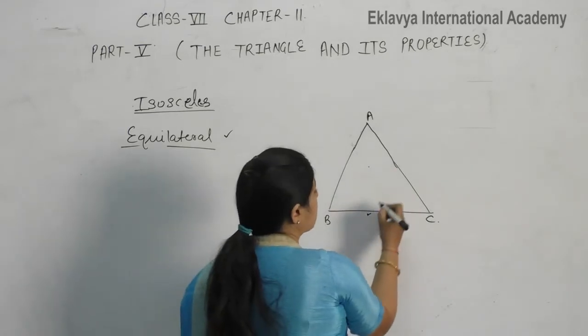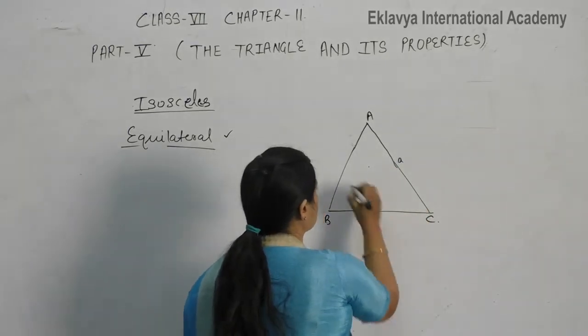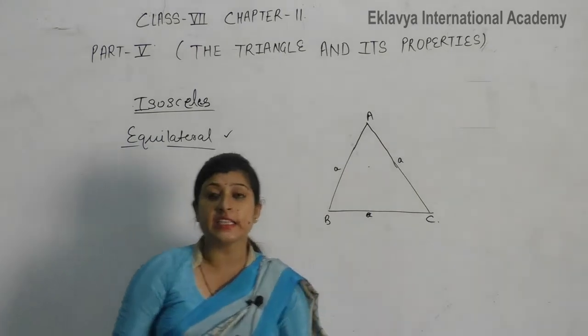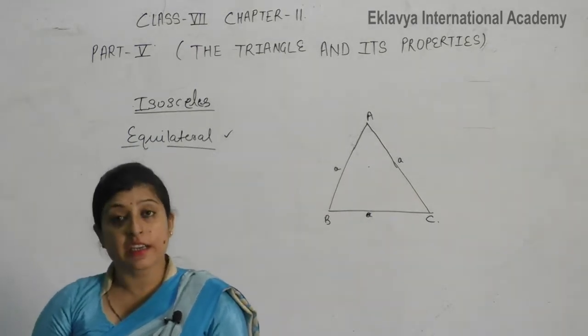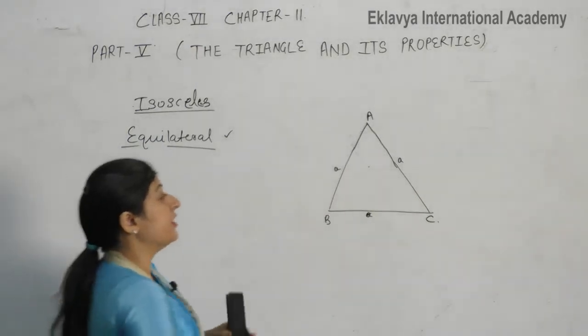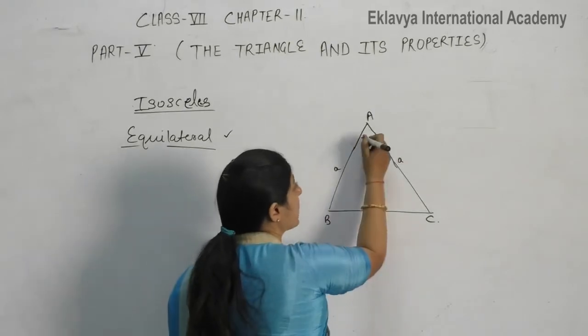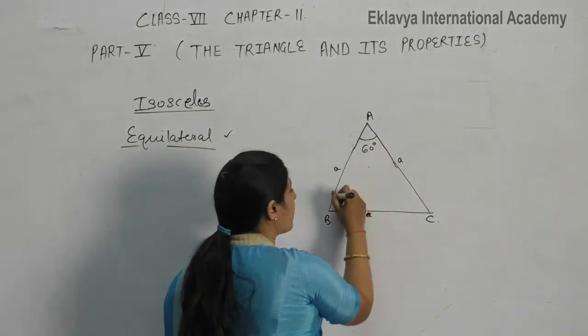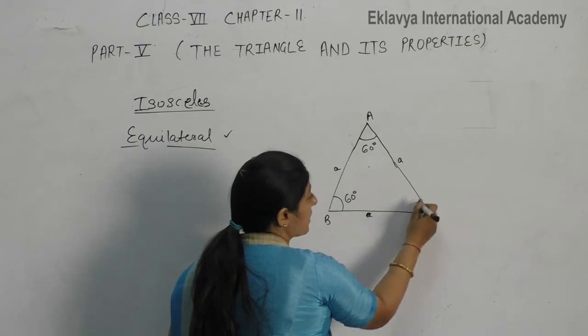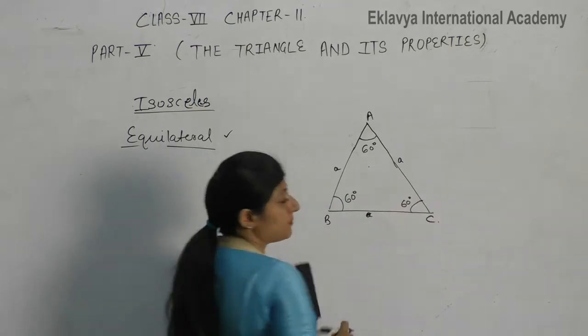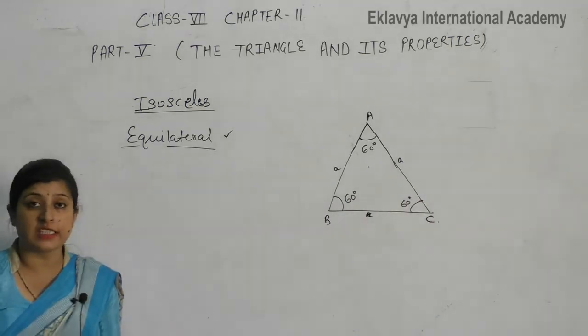Any triangle in which all the three sides are equal is called an equilateral triangle. And if three sides are equal, then three angles are also equal, and each angle is equal to 60 degrees. This is an equilateral triangle.